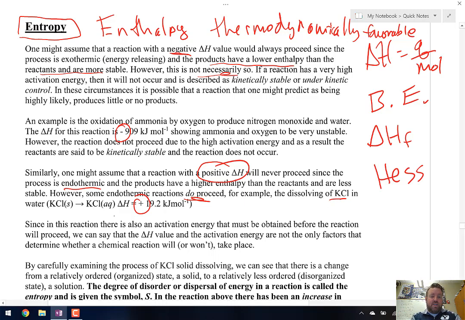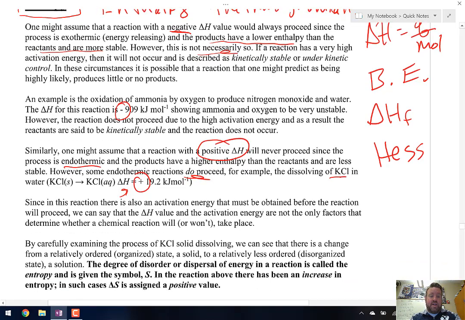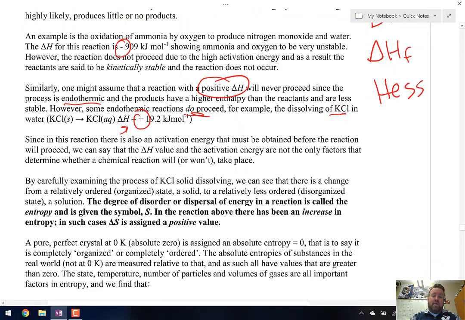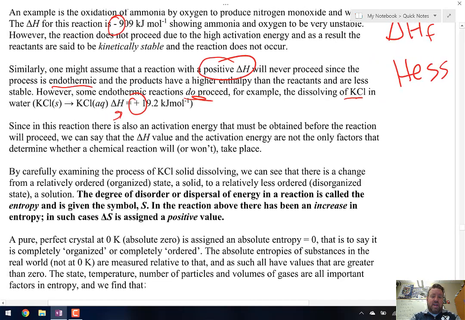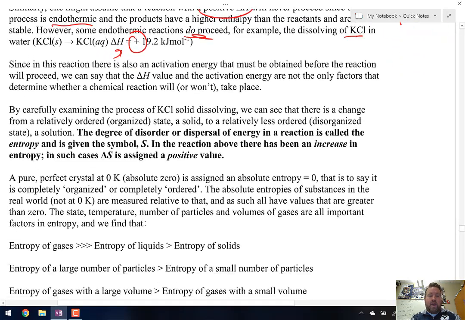In the reaction above, there's also an activation energy that must be obtained before the reaction will proceed. We can say that the delta H value and the activation energy, therefore, are not the only factors that determine whether a chemical reaction will or won't take place all by itself. And what that leads to is this idea of what we're going to call entropy.